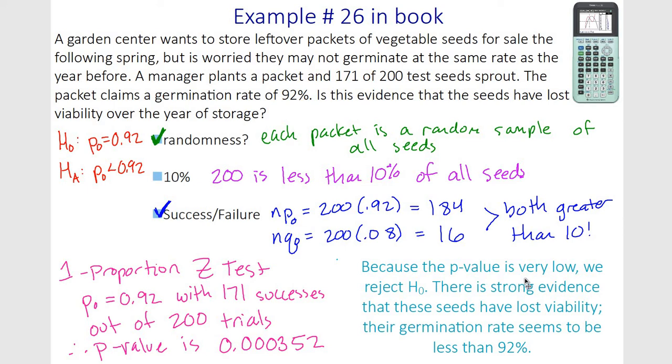Okay, so because the p-value is very low, we have to reject the null hypothesis. So we don't just state it like that. All right, that's too mathy. You got to put it in words that people can understand. Okay, that's what statisticians do. They translate the math into normal language. Okay, so the next thing you would say is there is strong evidence that these seeds have lost viability. Their germination rate seems to be less than 92%, so it's not following the parameter.